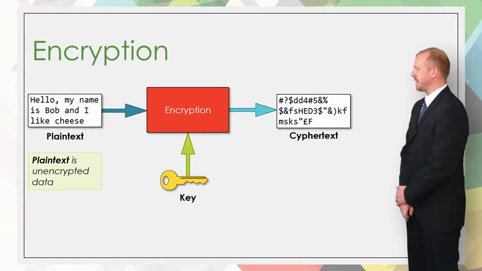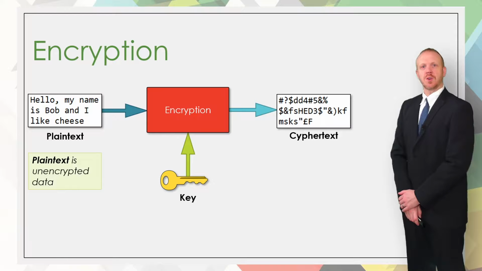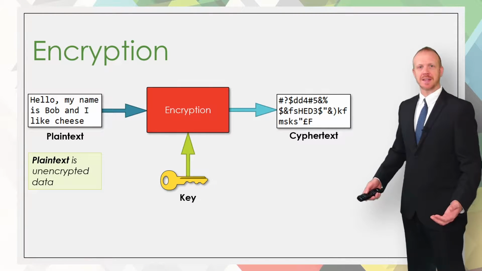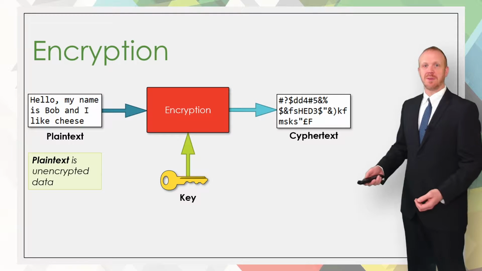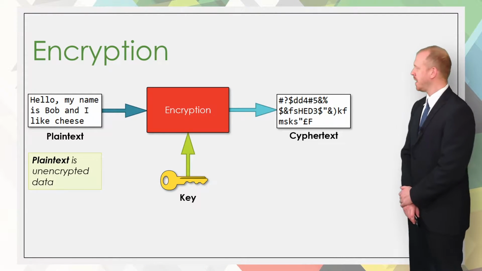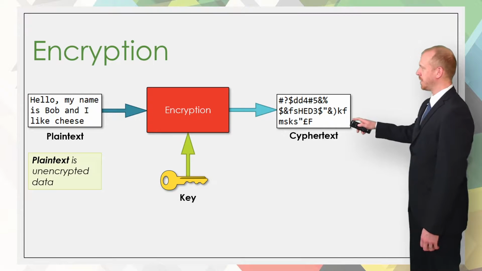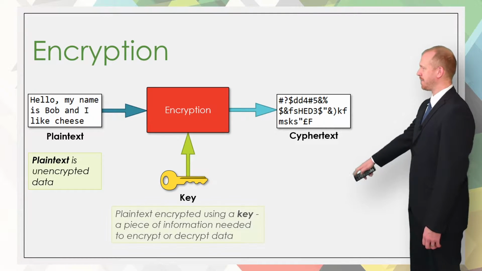The plain text is unencrypted data. It's called plain text, but it doesn't actually have to be text. It can be anything. It can be a database, it can be images, it can be video, whatever. It's called plain text if it hasn't been encrypted. It then gets encrypted by using a key.